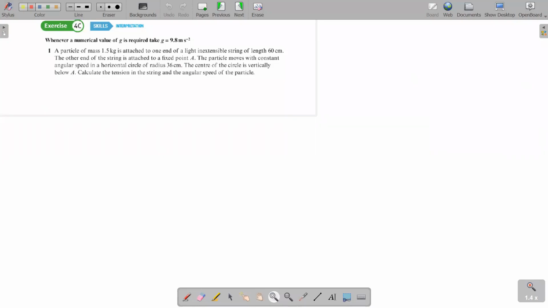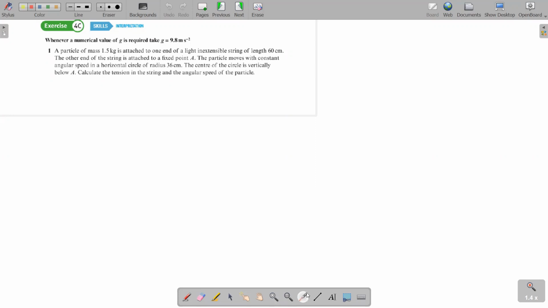Okay, so now we'll move on with exercise 4C. This exercise is basically a continuation of horizontal circular motion. You have a little bit more challenging sums when it comes to horizontal circular motion. So let's see, first we need to learn to construct the diagram.